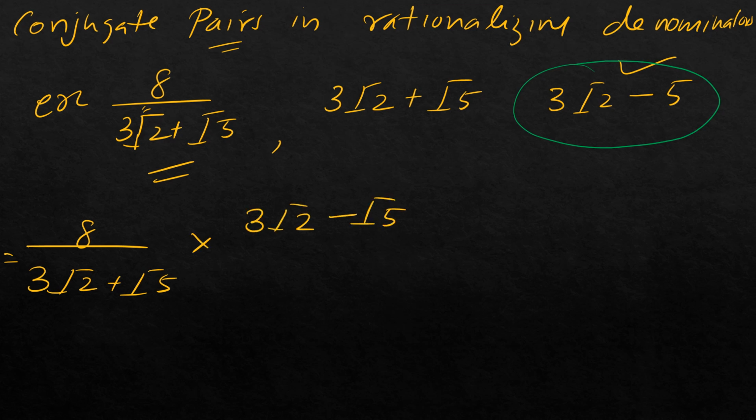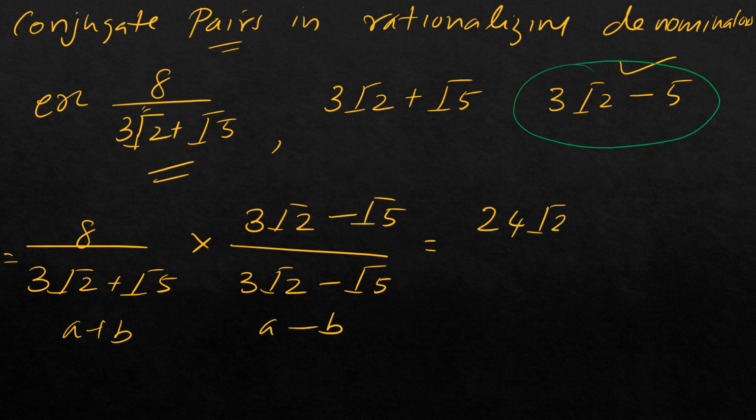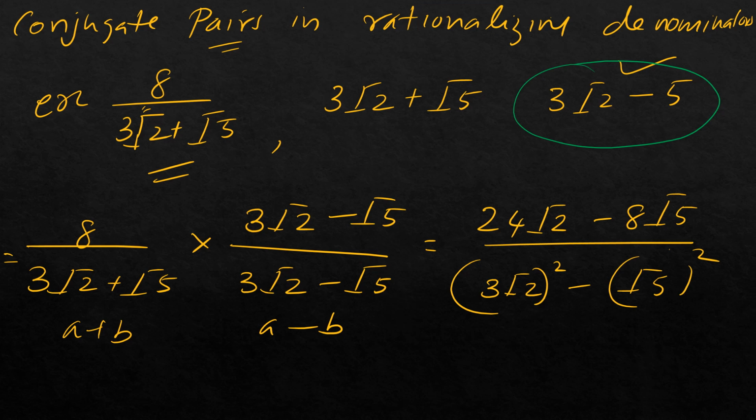Okay, we will multiply with the conjugate pair. Now it came in the form of (a plus b) whole square and (a minus b) whole square. So we will substitute 8 into 3, 24, correct, root 2, and 8 into root 5, 8 root 5. These two are like a square minus b square, we wrote it.